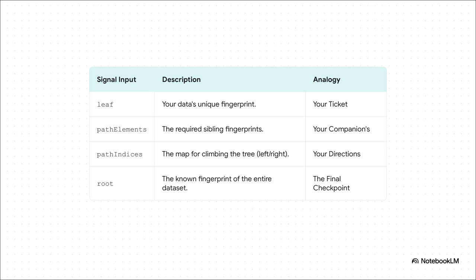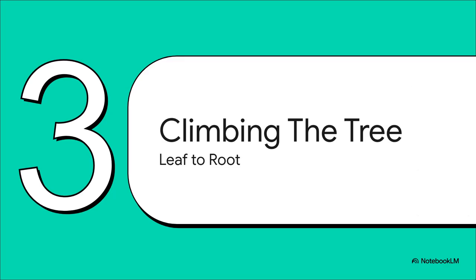Second, we have the path elements. These are like your companion's tickets. They're the fingerprints of the data next door at each step up the tree. Third is path indices. This is basically your map, just telling you to go left or right. And finally, you have the root. This is the big one, the known fingerprint of the entire data set. It's our final checkpoint.